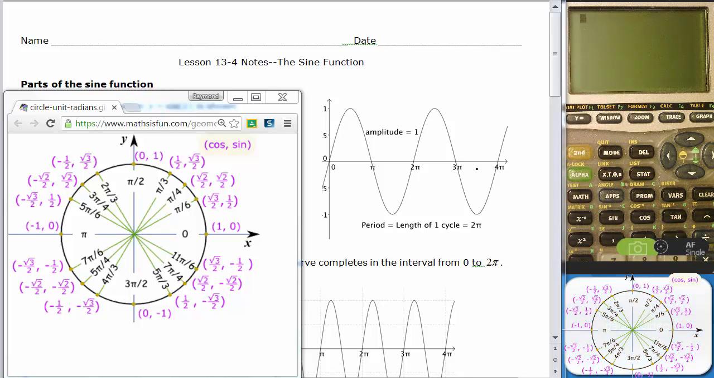These are the lesson 13.4 notes on the sine function. Today we're going to look at parts of the sine function, equations of sine functions, and graphs of sine functions.